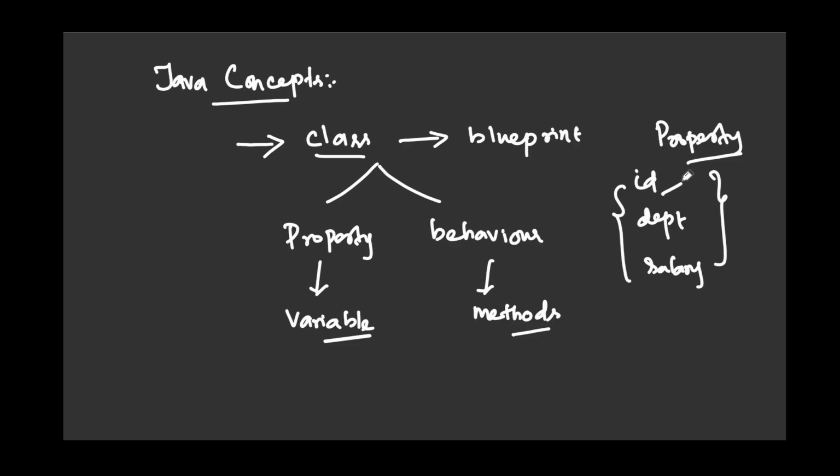What is the behavior of this ID? What is the behavior of this department? What is the behavior of this salary? All those things we create as methods, and we define them in the methods. That's the reason we say property and behavior are the two main attributes of a class. There are some rules and regulations we have to follow when we create a class in Java. Now we will see what those are.